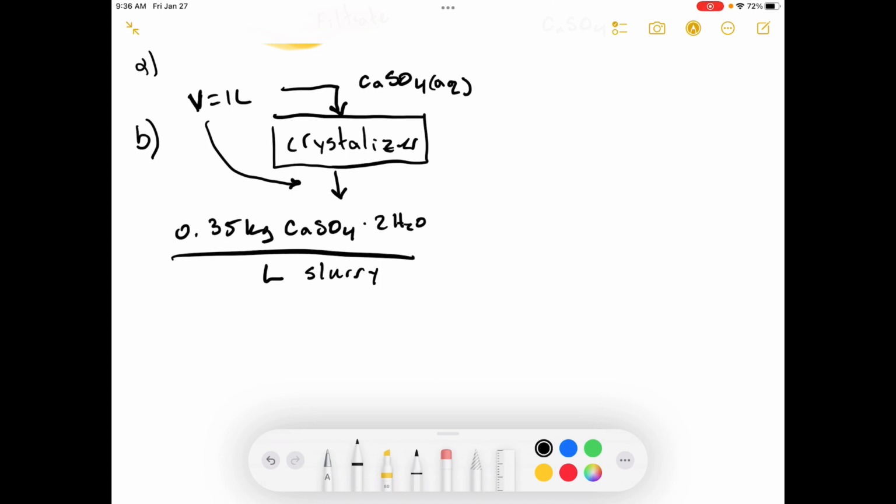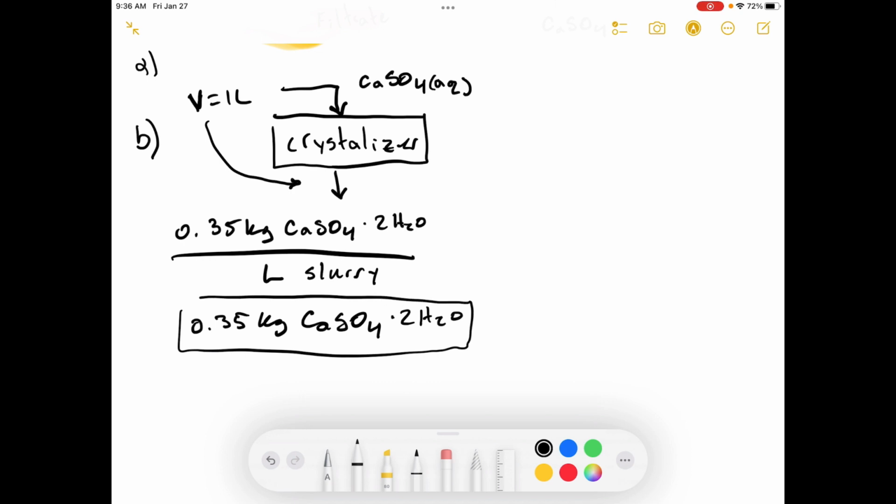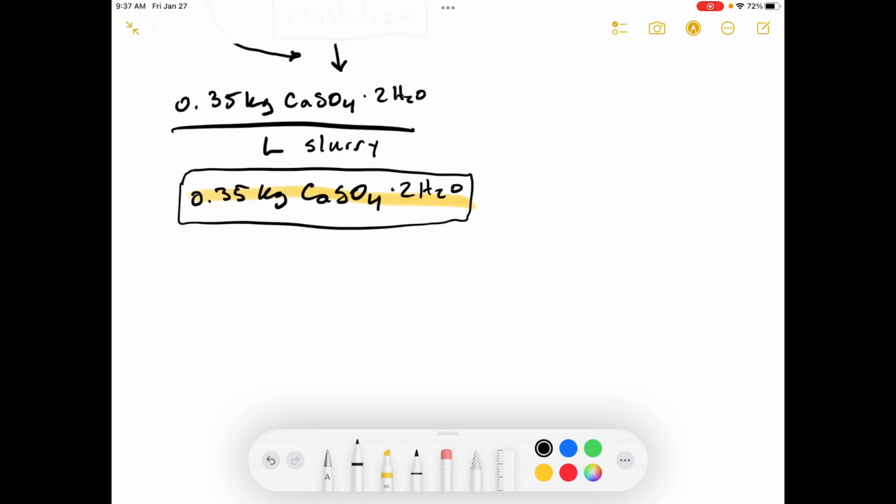then we know that we've got 0.35 kilograms of calcium sulfate or gypsum. Okay, so this is how much we have coming out of the crystallizer. This is the solids content anyway. We also have a liquid amount that's coming out. So then there's a slurry liquid.